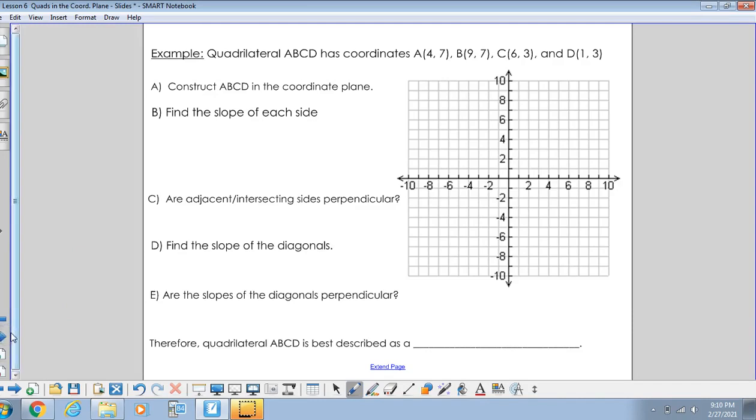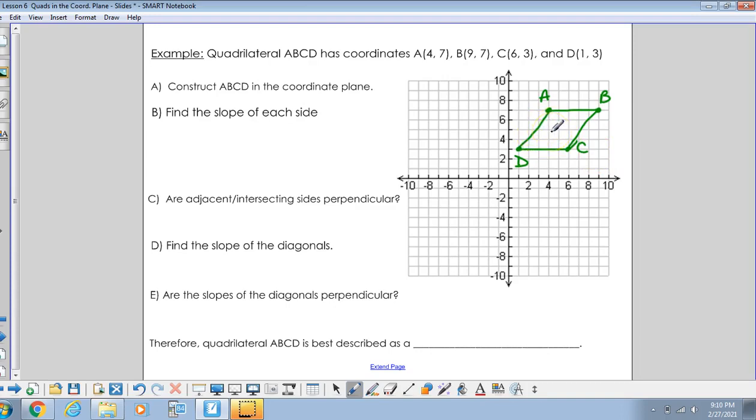Okay. So quadrilateral ABCD has these coordinates. Let's construct that in the plane. Okay, so I'm going to draw that. A is at 4, 7. Remember, x coordinate comes first, and then y coordinate. So here A is at 4, 7, B is at 9, 7, C is at 6, 3, and D is at 1, 3. I'm going to connect these, see if I can make it look decent. Okay, here's our shape. Pretend those lines are straighter.